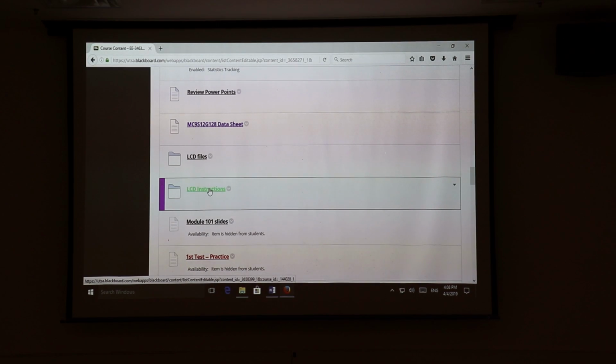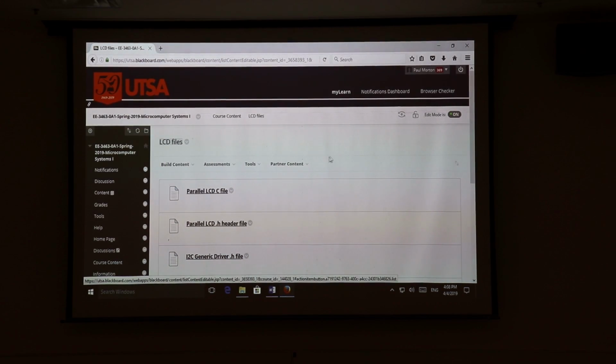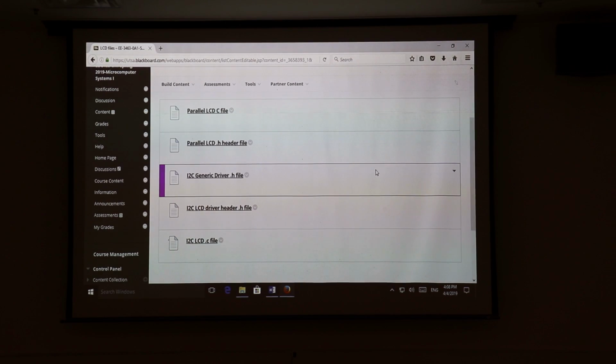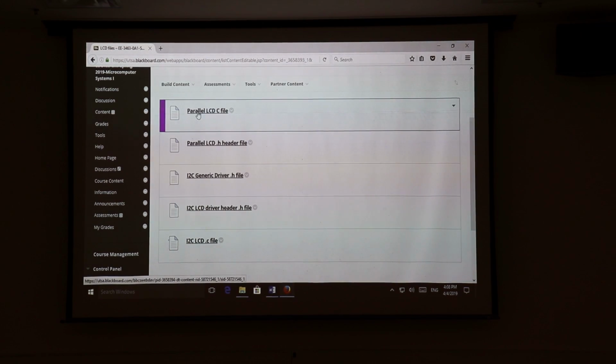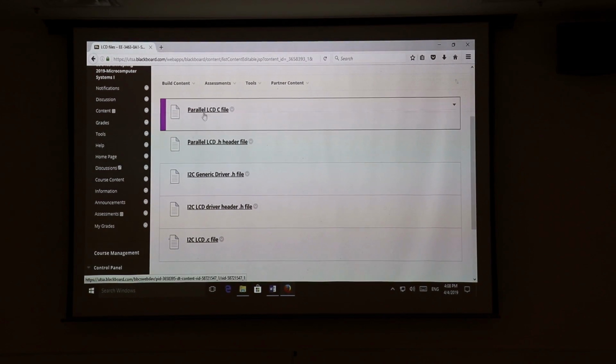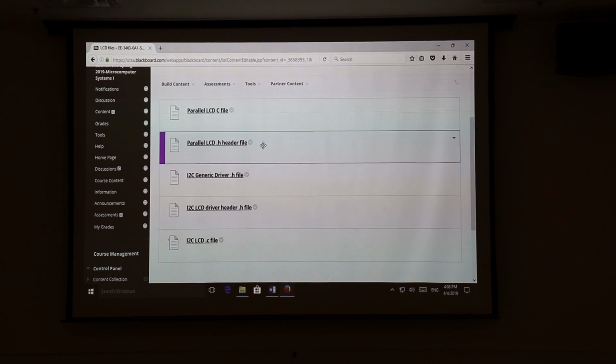And this LCD instructions are those 2 articles by Julian Eilert that you really should read, especially if you're going to use an LCD display in your project. You definitely need to read those. Anyway, if you're just going to do the lab, you should look at the LCD files, although this is all on the thing. So the parallel interface, where you have to use a total of 6 or 7 wires, that's all set up here in these 2 files, a header file and a C file.